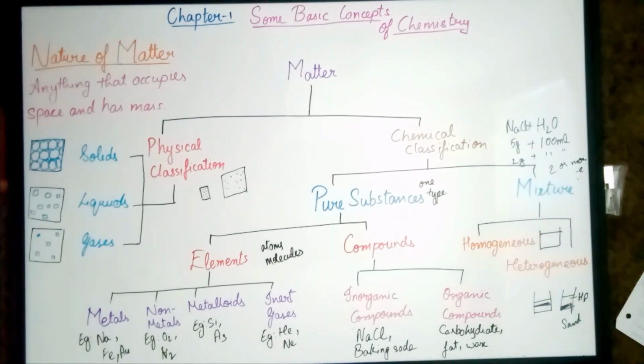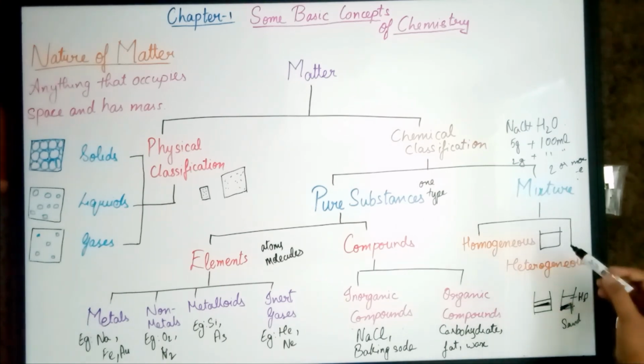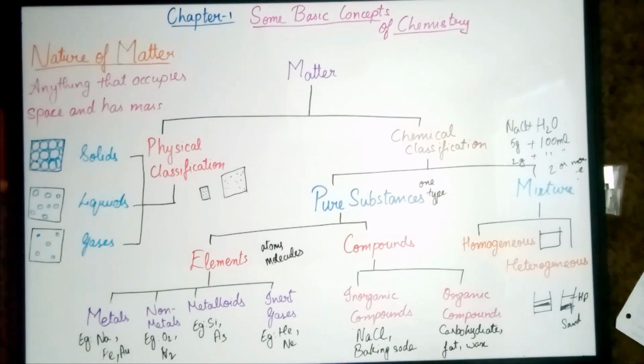Commonly known examples of homogeneous mixtures include air. You cannot see the particles of air separately. And one more important thing about homogeneous mixtures: the composition is uniform throughout. Another example is sodium chloride and water. Heterogeneous examples are sand and water, and oil and water.